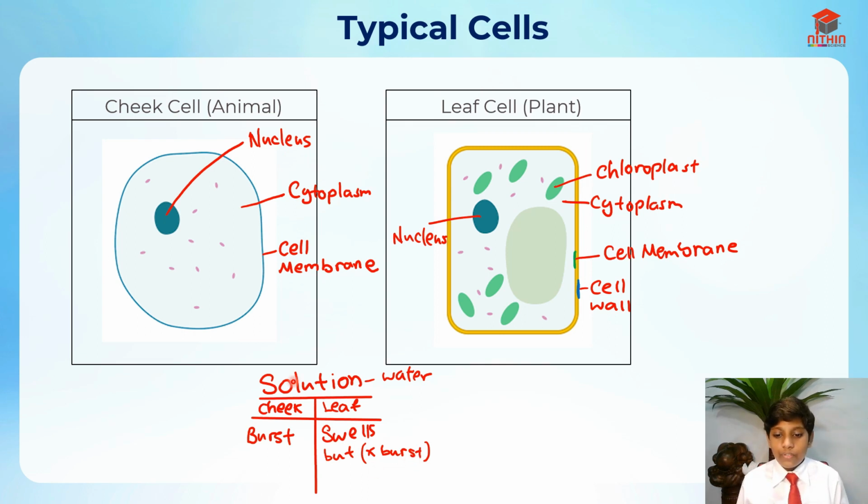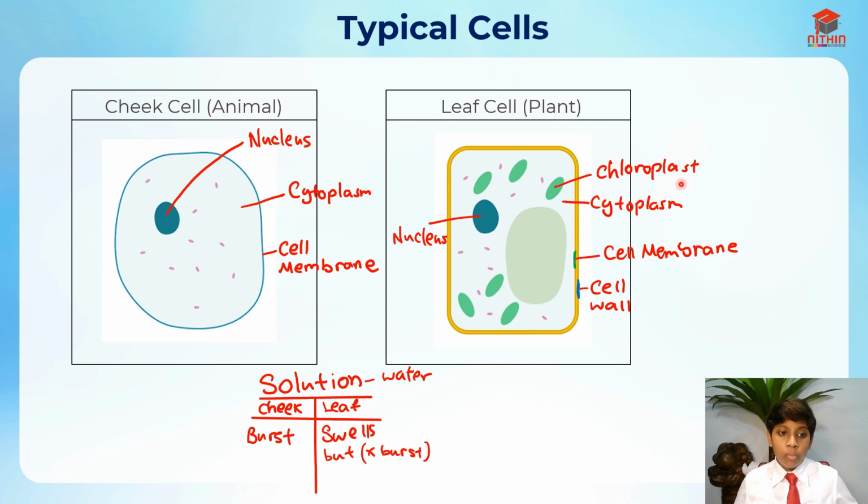So this is the difference between the chick cell and the leaf cell. If you place the chick cell in water, it bursts, and the leaf cell, if you place it in water, will not burst, but it will swell up. So you've got to know the difference. This is basically the main function of the cell wall.